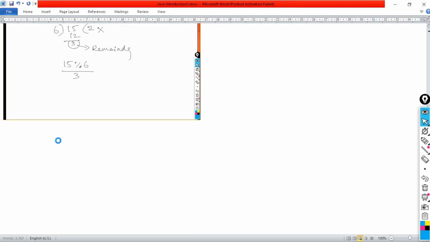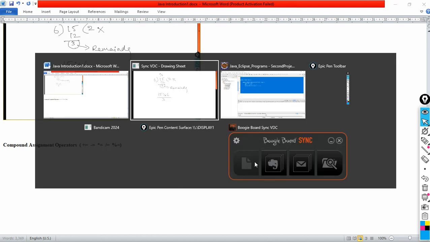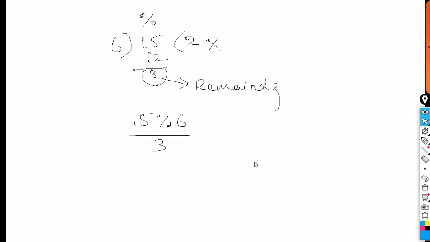We are now going to understand compound assignment operators. What are they? Plus equal to, minus equal to, multiplication equal to, division equal to, modulus equal to. These are the operators. How is it going to work? Let us understand here, let me explain.